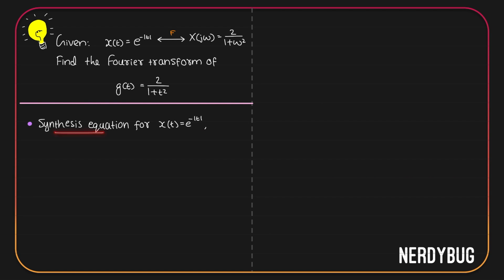First, let us write down the synthesis equation for x of t, which is e raised to minus mod t. According to the synthesis equation, x of t is equal to 1 by 2 pi integral from minus infinity to infinity X of j omega e raised to j omega t d omega. But here x of t is e raised to minus mod t. Let us change that.